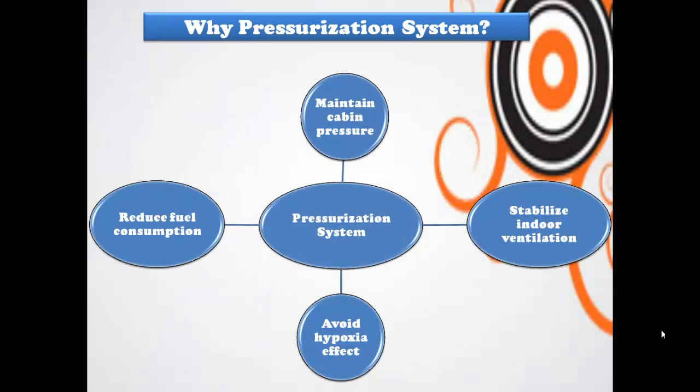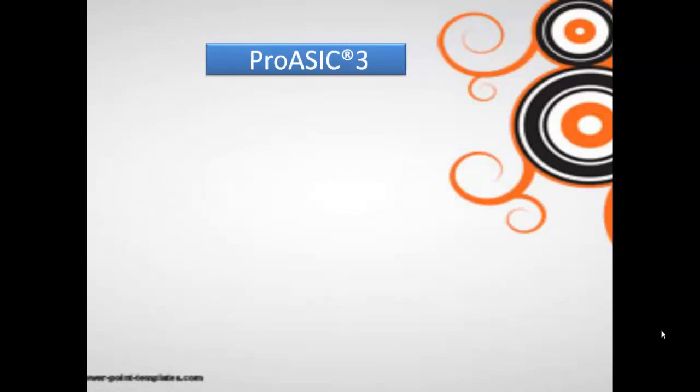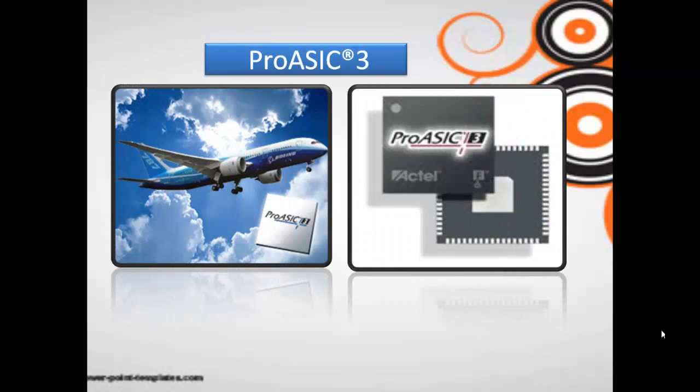As shown in the following diagram, hypoxia effect is a pathological condition in which the body suffers lack of oxygen distribution around human body cells. This is an example of FPGA that is used in aircraft, the Boeing Dreamliner 747, which is ProASIC3. ProASIC3 has its own abilities and advantages.